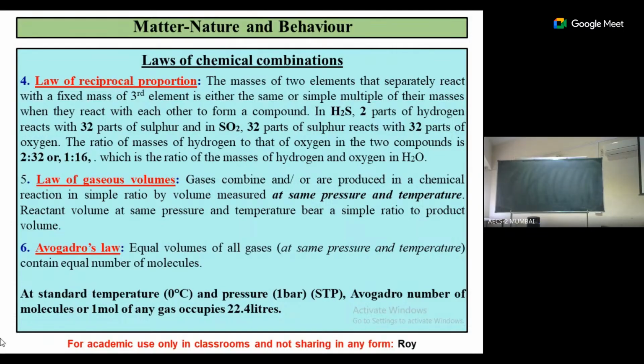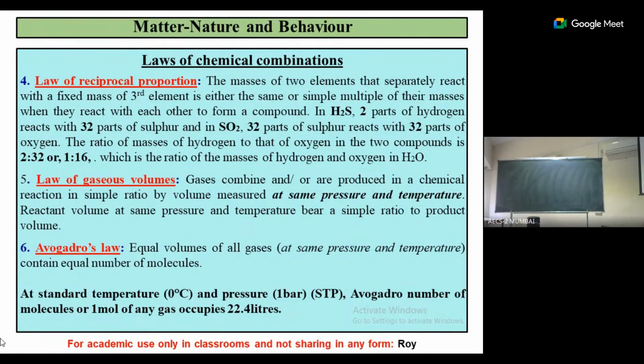Now, what the law of reciprocal proportion says is that the mass of one element which reacts with a fixed mass of another element to give a compound, we have a simple whole number ratio of the masses when they react with each other. What does simple mean? Suppose I give this to best explain. The masses of 2 elements that separately react with a fixed mass of a third element are either the same or a simple multiple of their masses when they react with each other to form a compound. So this is best explained with the help of an example.